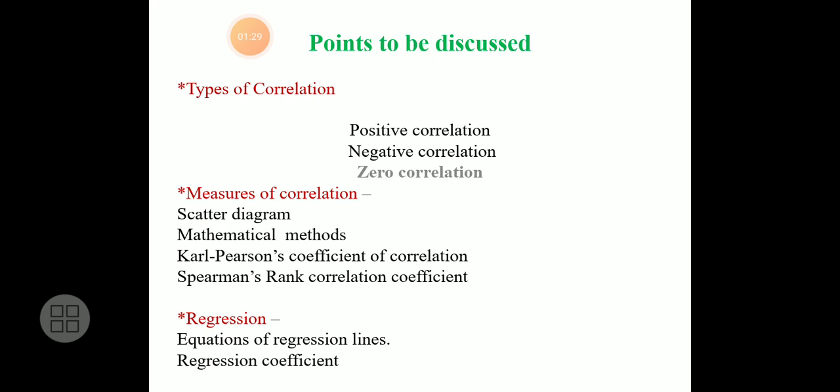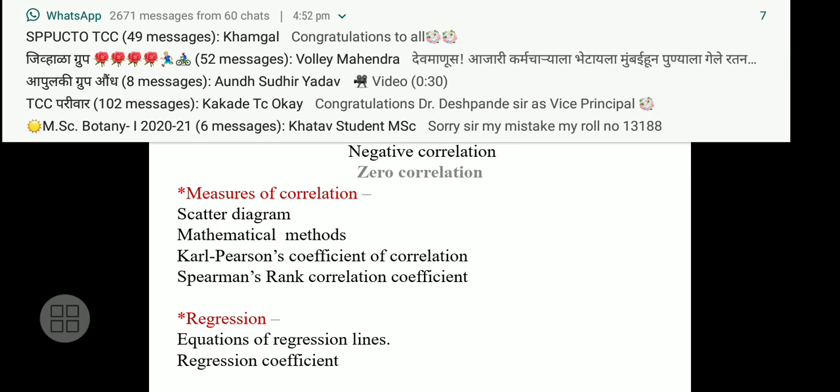There are graphical measures of correlation, in a scatter diagram. Then mathematical methods are there: Karl Pearson coefficient of correlation and Spearman's rank correlation coefficient. Then, as I have already said, we have to learn about regression. In correlation, there are the 6 types and measures of correlation. We will begin with that.